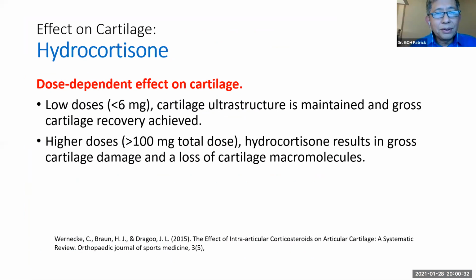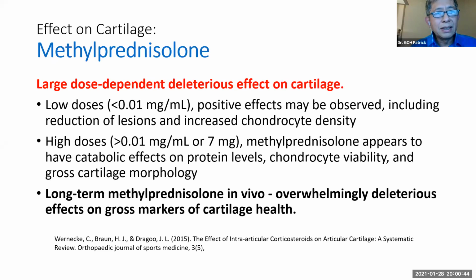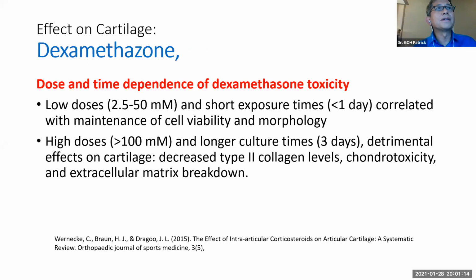So for hydrocortisone, there's a dose-dependent effect on the cartilage. Low doses, the structure is maintained. Nothing bad happens, but at higher doses, there's gross cartilage damage and loss of cartilage macromolecules. Same for methylprednisolone, but the effect seems to be pretty pronounced. The large doses would give you quite severe effects and affect chondrocyte viability, gross cartilage morphology changes. And if it's applied long-term in vivo, there's overwhelmingly deleterious effects on gross markers of cartilage health. So this paper actually summarizes a lot of different studies on this subject, basic science to clinical.